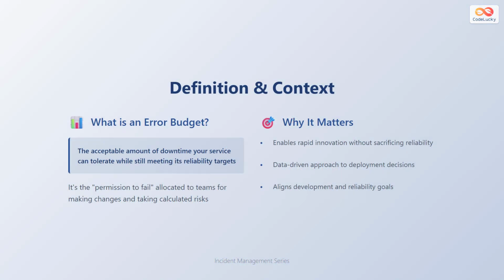Let's start with the basics. An error budget is permission to fail. It's the acceptable amount of downtime your service can tolerate while still meeting its reliability targets. Think of it like a financial budget. If you have $100 to spend, you can make decisions about what to prioritize. Similarly, if you have 43 minutes of allowed downtime per month, you can decide how and when to use that time.